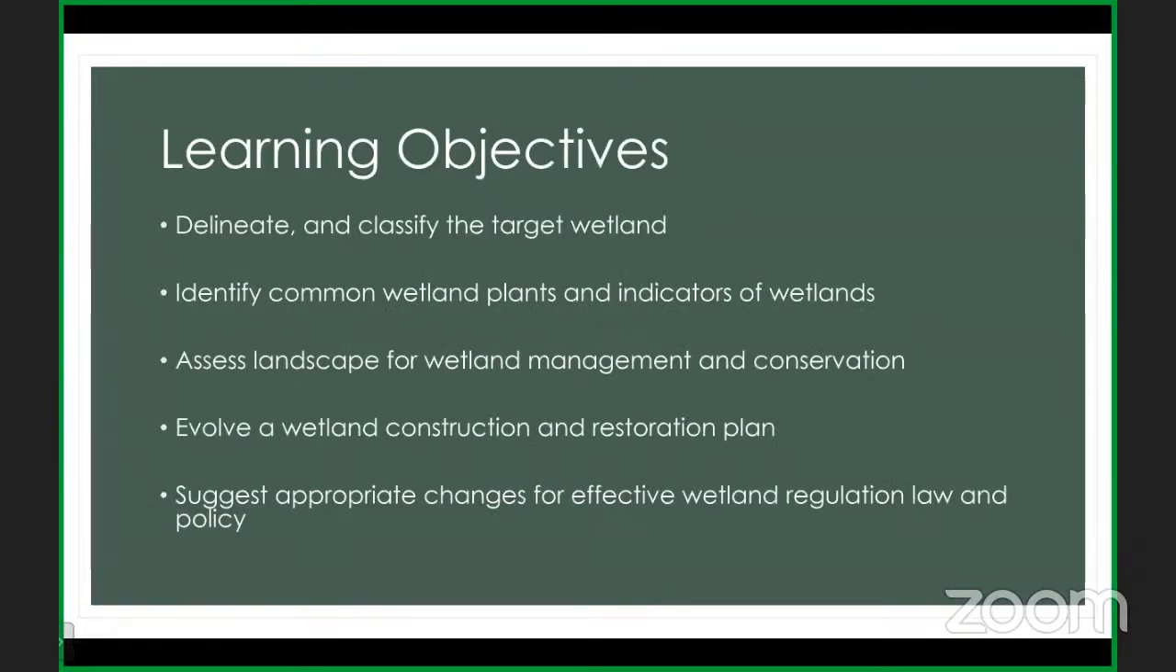The learning objective from this course is that students will identify the different common plants and indicators of the wetland, and assess different landscapes for the conservation as well as the management of these wetlands. They can plan restoration or construction plans for the wetland. They will also learn how they can suggest effective wetland regulation laws and policies.